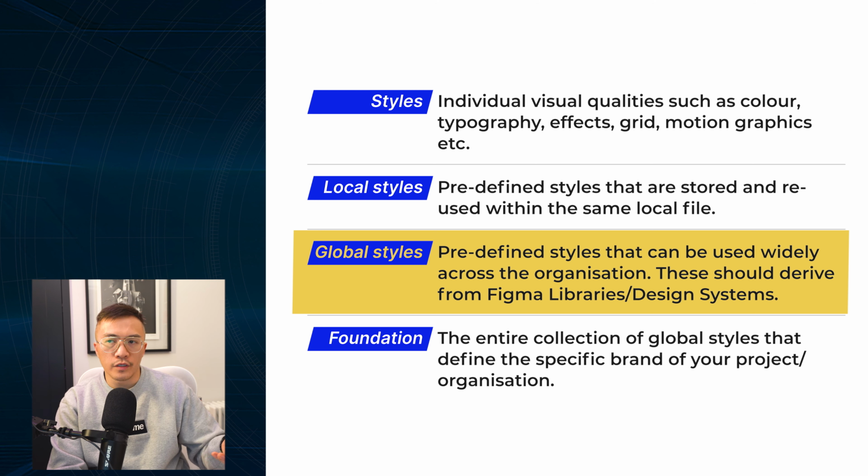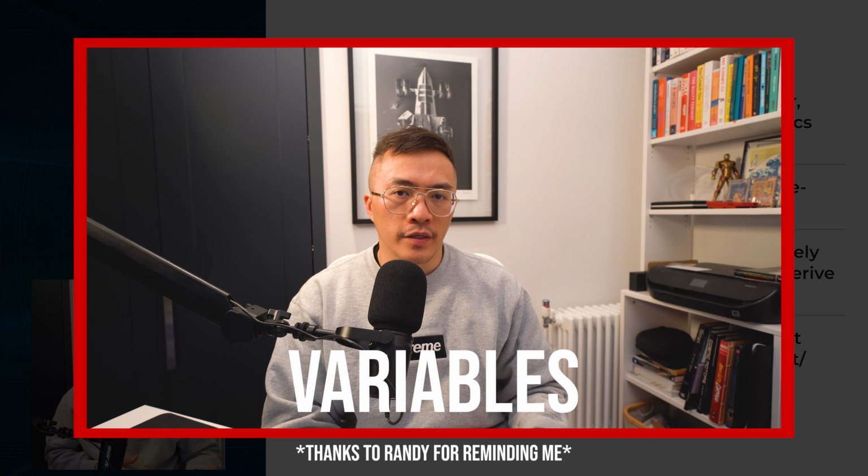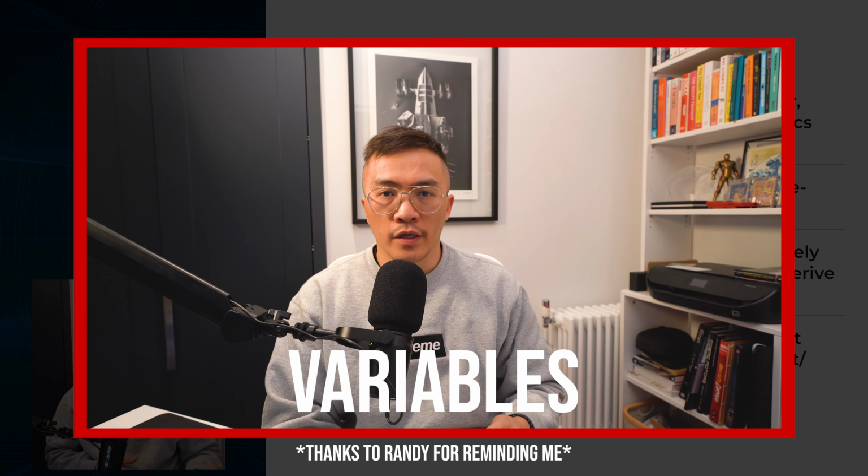So for example, if we look at IKEA's colors, their main colors are blue and yellow. They should technically be global styles that are distributed across to everyone within the organization. And foundations are the entire collection of global styles. So for example, BBC GEL's foundation has a whole bunch of global styles like colors and typography that really represent their brand. Okay, just to add, there is a new feature in Figma called variables, and variables will likely replace styles in the near future. But for the time being, variables are still in open beta. So for now, we're just gonna stick to styles.